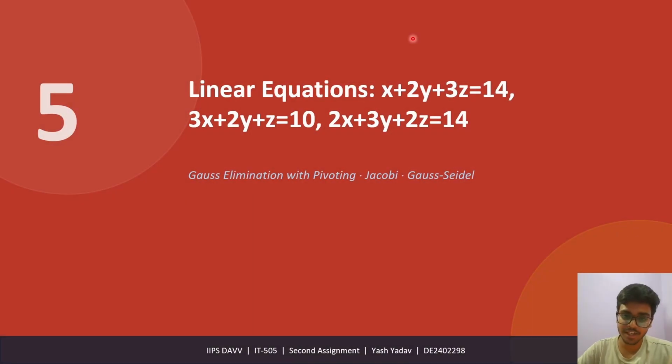Section 5. Linear equations. Now we move to solving system of linear equations. We are given x plus 2y plus 3z equals 14, 3x plus 2y plus z equals 10, and 2x plus 3y plus 2z equals 14. And we will solve this using Gauss elimination, Jacobi iteration, and Gauss-Seidel methods.